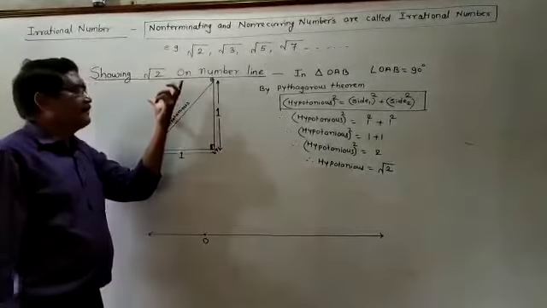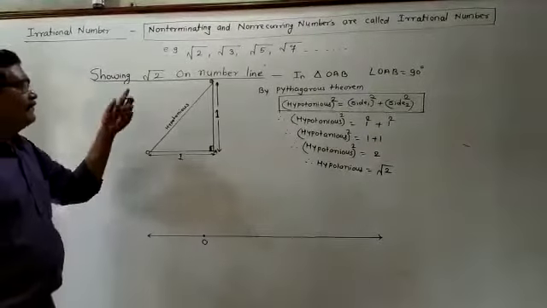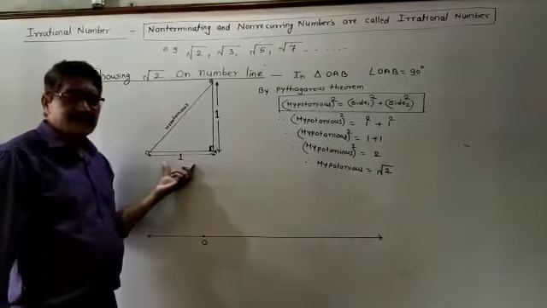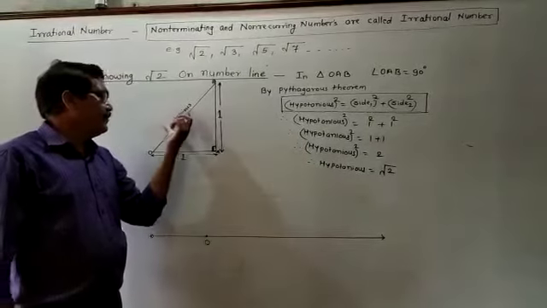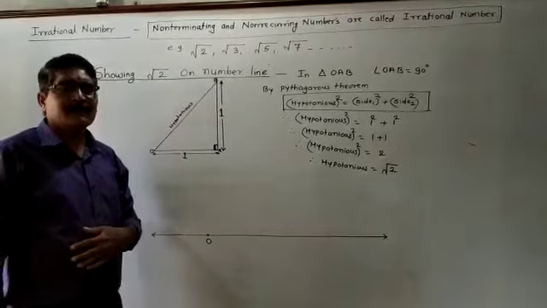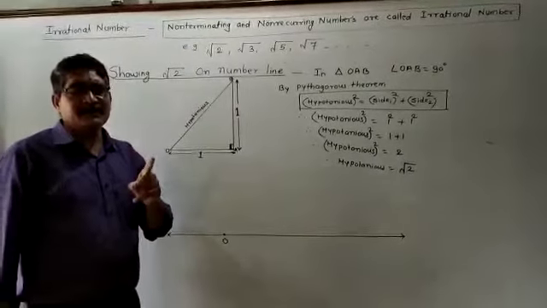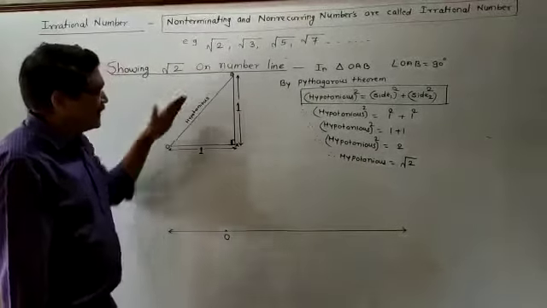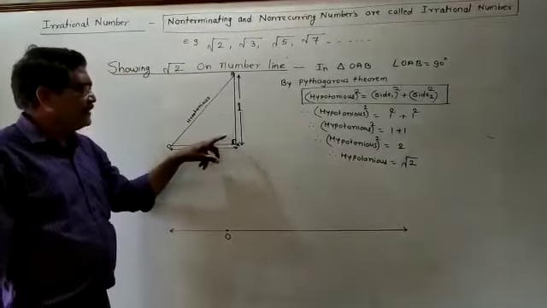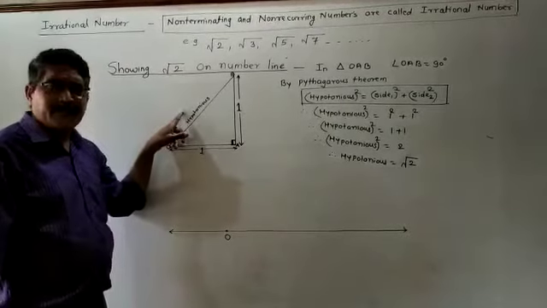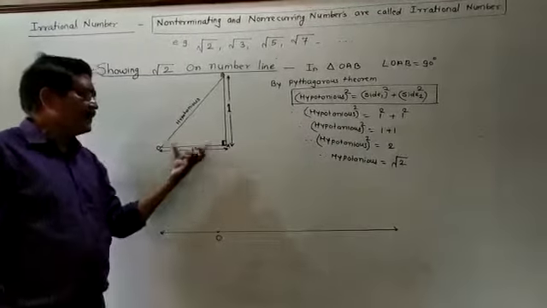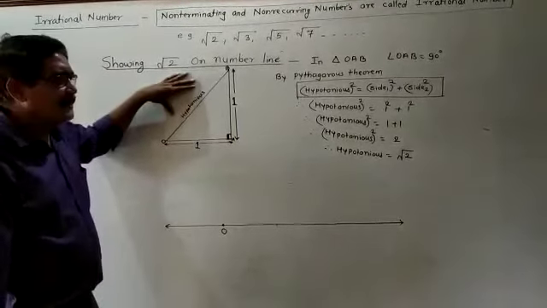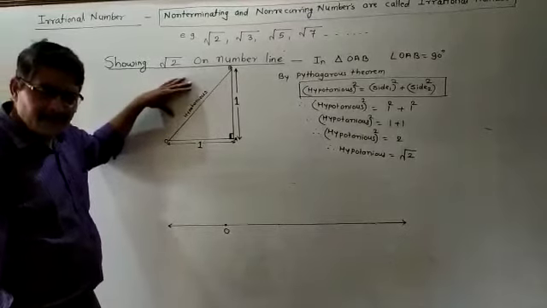If you want to draw the square root of 2 on the number line, at that time you have to draw a right angle triangle such that this is 1 unit and this one is also 1 unit. At that time you have to find the hypotenuse. Concentrate on the board: this is the right angle triangle because this angle is 90 degrees. The side opposite to the right angle is called the hypotenuse. You have to take this as 1 unit, this as 1 unit, and find out the hypotenuse.